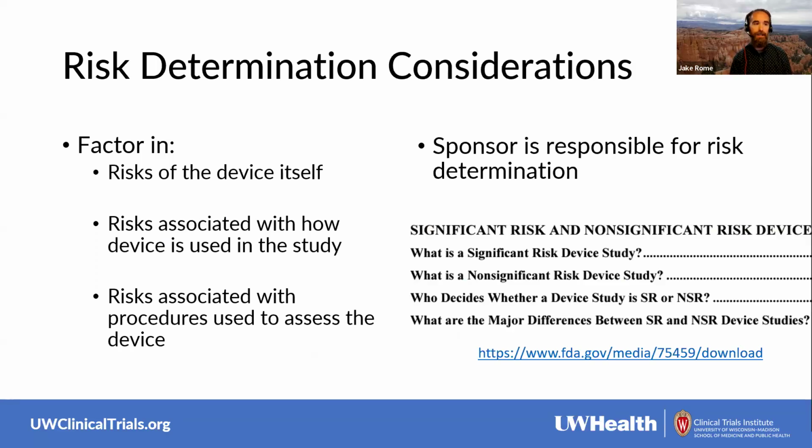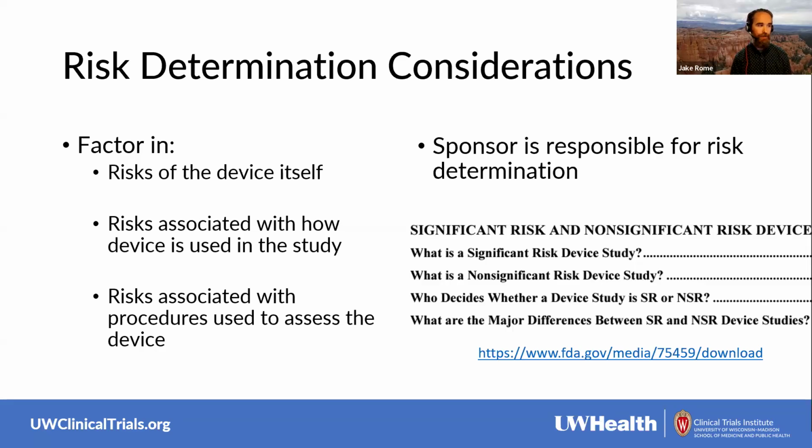Some things to consider in making a significant risk and non-significant risk determination is that it includes the risk of the device itself, but it also includes risks associated with how the device is used in the study. So again, if you require an invasive sampling procedure to be performed in order to test the software or the IVD, then that's going to make it a significant risk device, even if the software or the assay itself is low risk. And that's, again, same with procedures associated with the use of the device.